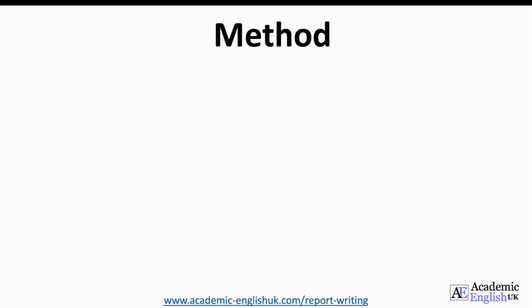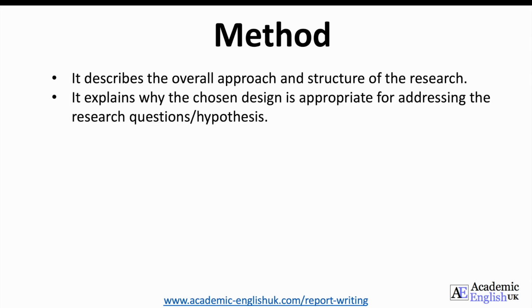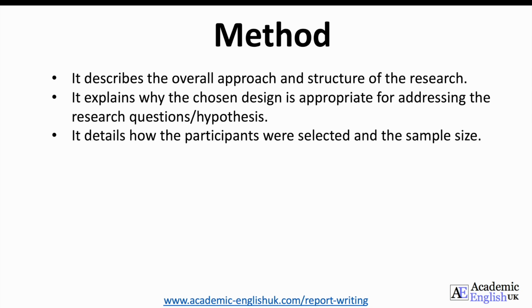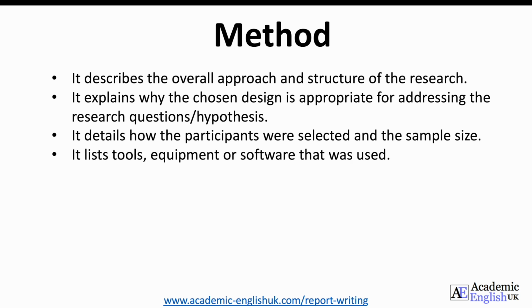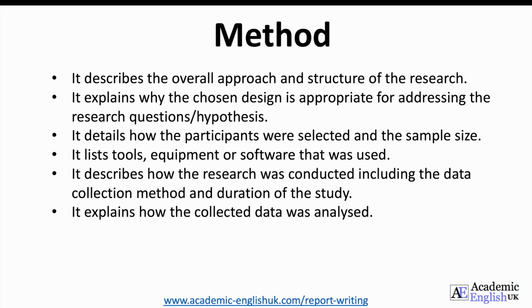Okay, the next section is the method. The method should generally contain: it describes the overall approach and structure of the research. It explains why the chosen design is appropriate for addressing the research questions or hypothesis. It details how the participants were selected and the sample size. It lists tools, equipment, or software that was used. It describes how the research was conducted, including the data collection method and the duration of the study. It explains how the collected data was analyzed.